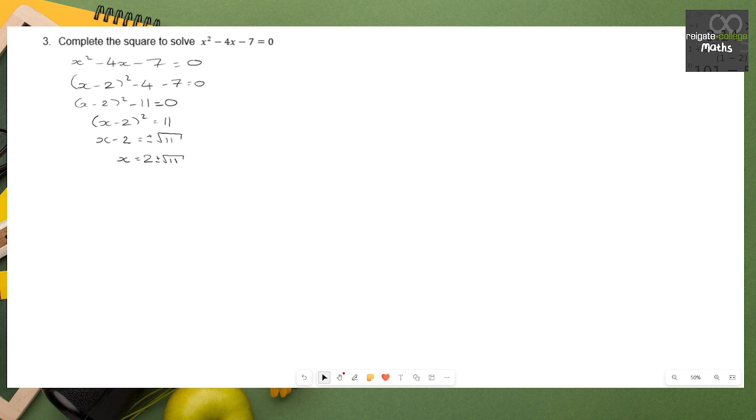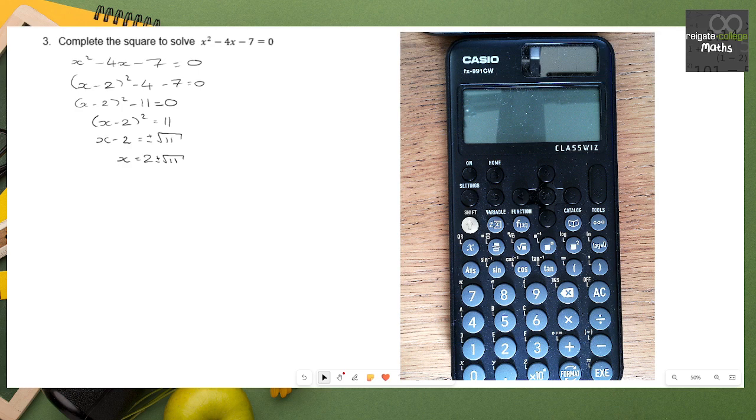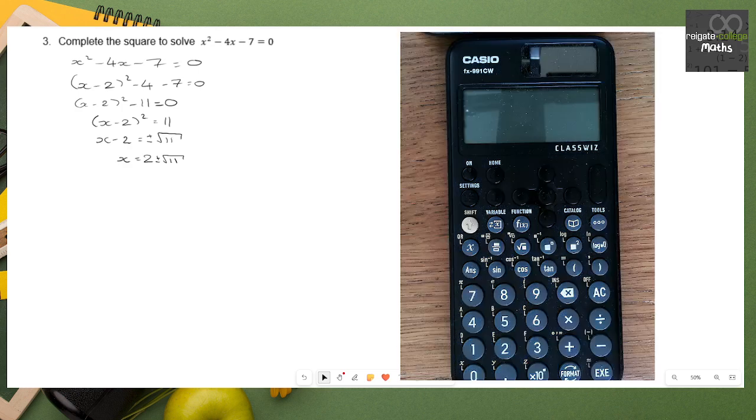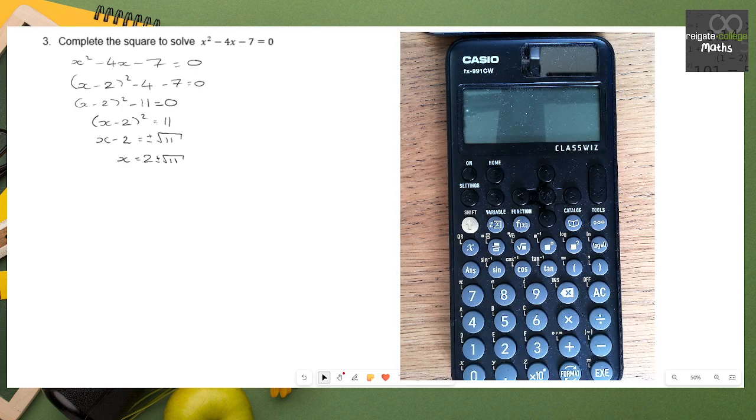I really like this method. I think it's very quick. I would more often than not use this instead of the quadratic formula, but if you can factorize, really you always should.